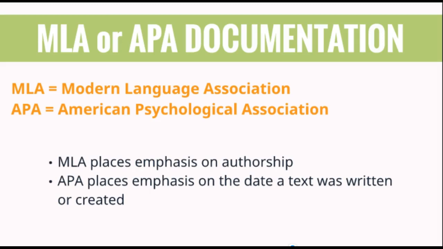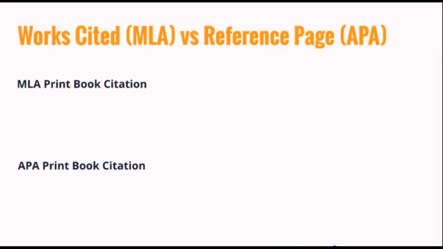There is a difference between the two. MLA places emphasis on authorship, while APA places emphasis on the date a text was written or created. With MLA, you will include a works cited page as the last page of your document. If you're using APA, then you will include a reference page as the very last page of your document.